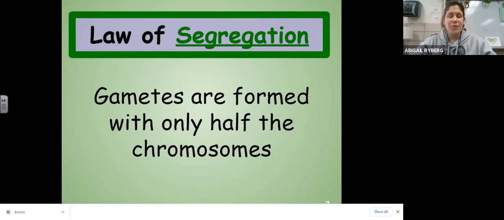The law of segregation states that the gametes, or sex cells, remember from last unit, are formed with only half of the chromosomes. We see that with meiosis, right? The number of chromosomes in our sex cells gets split in half. That's what we call the law of segregation.